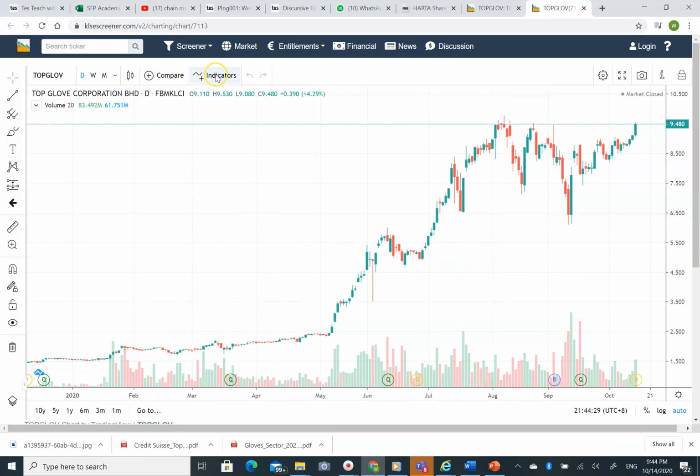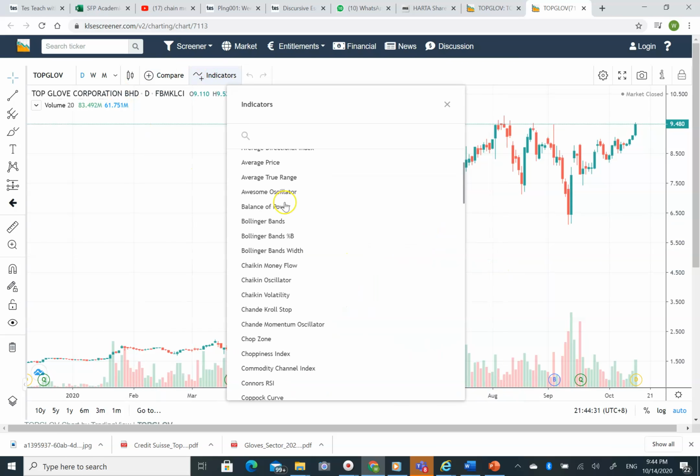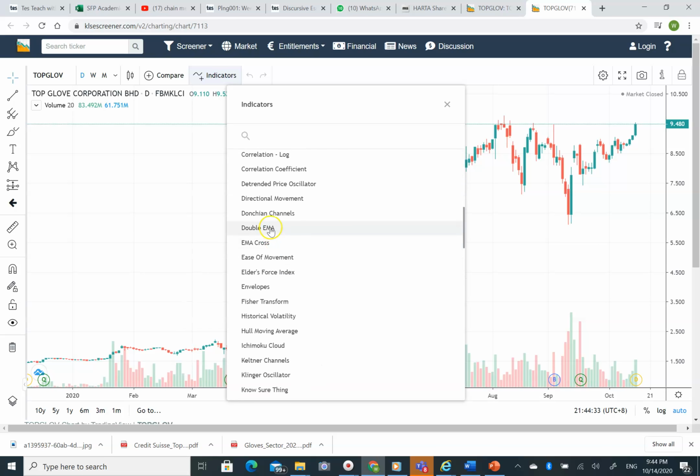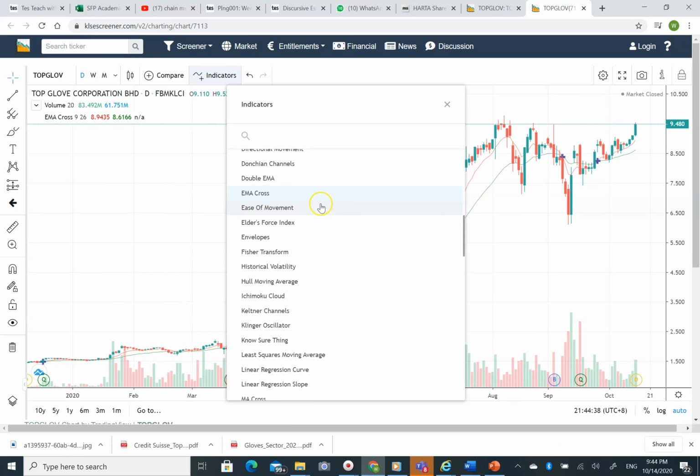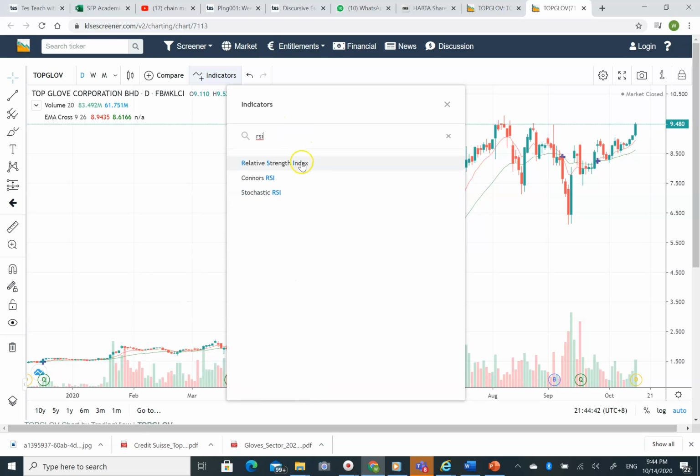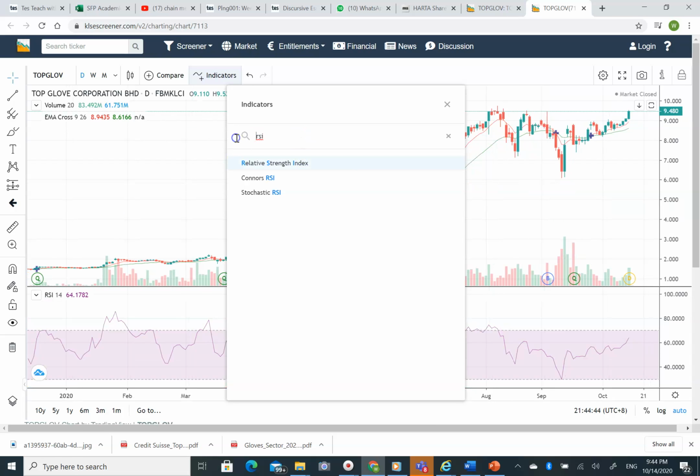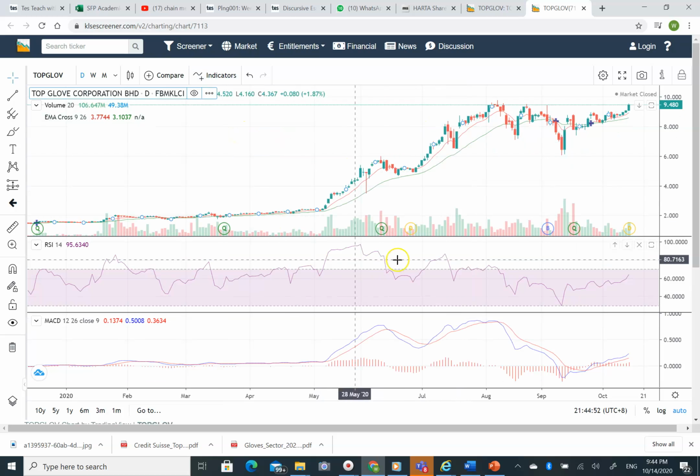Okay, you go to indicators. You go to EMA cross. And then you go to RSI. This is the one that we want to see. And then we go to MACD. Okay, this is the one that we want to see.